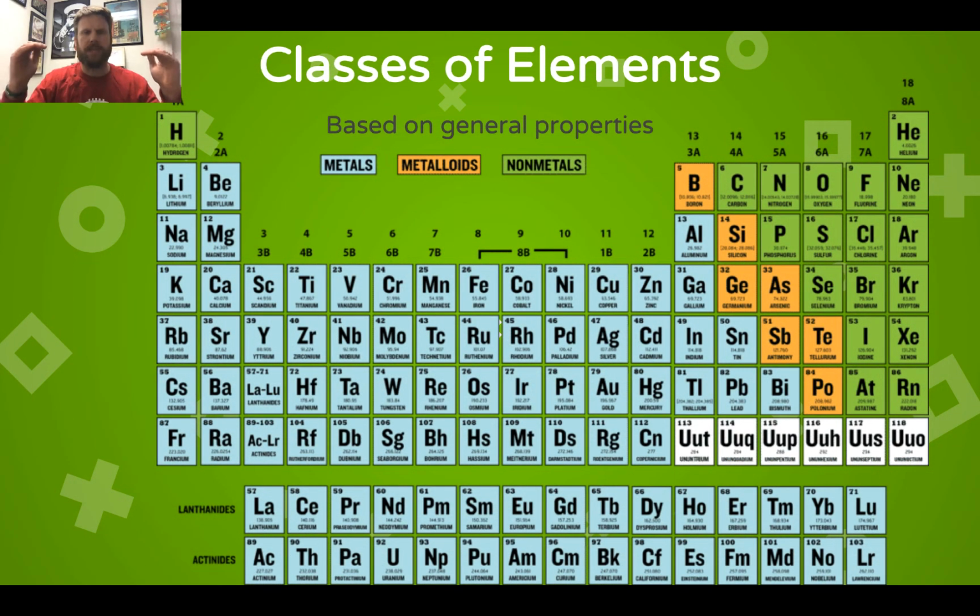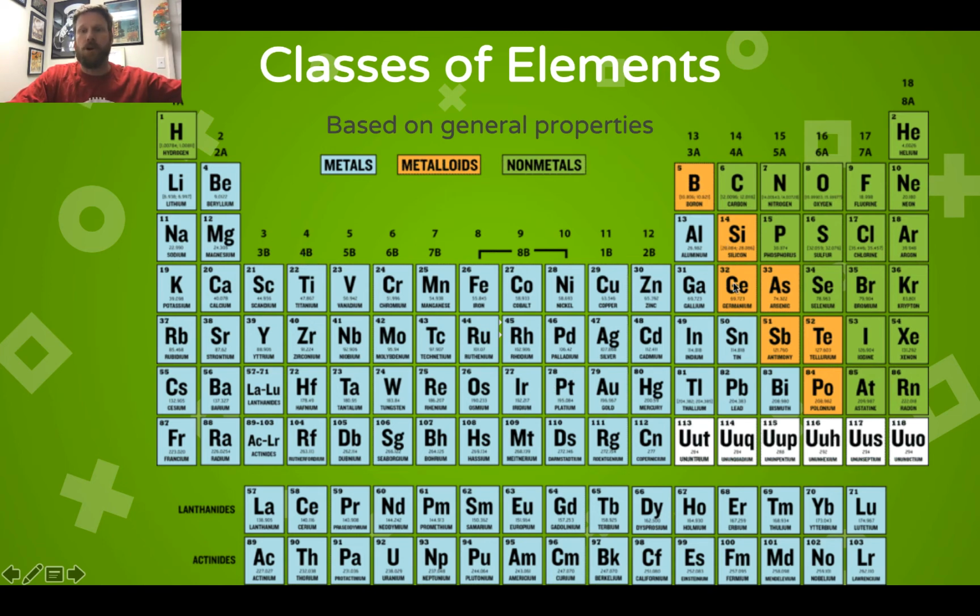So elements in the same period have the same number of orbitals or electron clouds around the nucleus. Elements in the same group have similar chemical and physical properties. The periodic table can also be divided into classes. Elements on the left side of the periodic table are metals, with one exception we'll talk about later. But everything on the left side of the periodic table are metals. Most elements on the periodic table are metals.